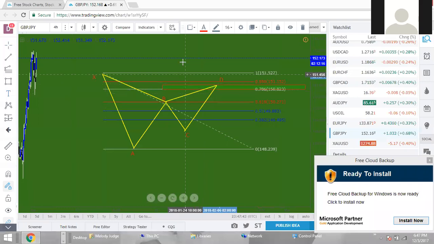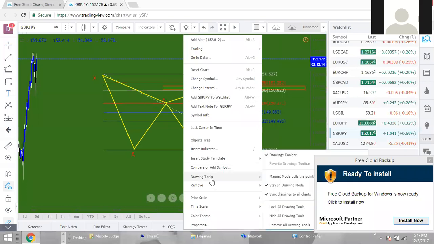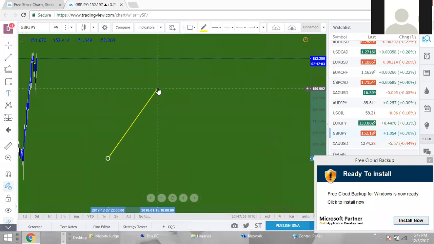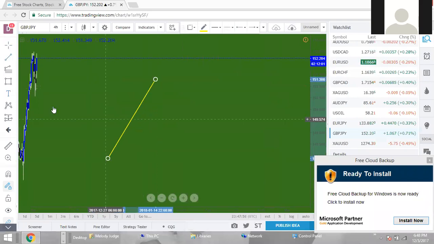All right, let's do a bullish one then. We'll try to find some. Same thing, we'll look for an impulse. Impulse is always labeled as X to A. You guys can unmute your mics and ask questions at any time.